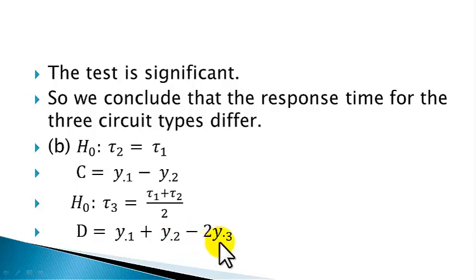Please recall we were asked to construct a set of orthogonal contrasts. So looking at these two contrasts, C and D, you see that these two contrasts are orthogonal because the product of their coefficients is equal to 0. Here we have 1 times 1 plus minus 1 times 1 plus 0 times minus 2. You observe that the sum of the contrast coefficients is equal to 0. Hence, the two contrasts C and D are orthogonal.